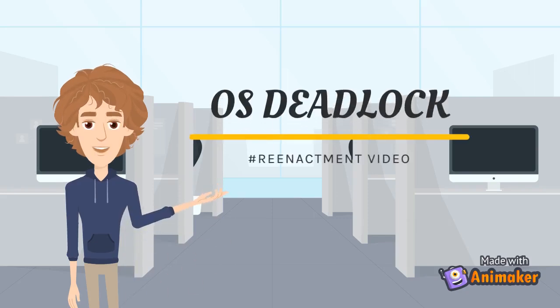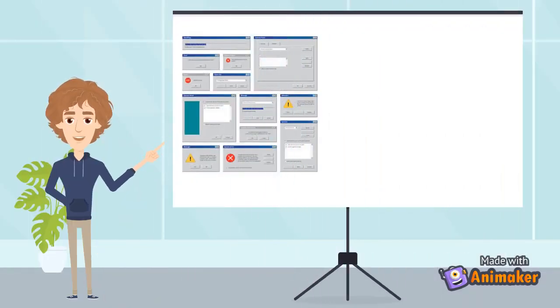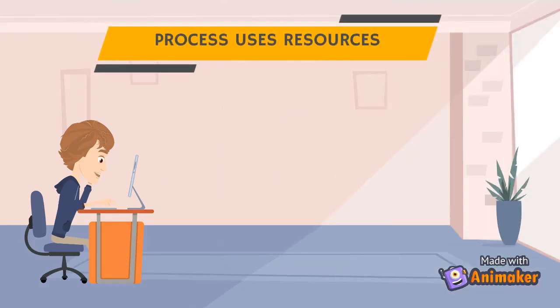OS Deadlock Reenactment video. There was a time when operating systems were only able to execute a single process at a time, thus giving full system resources and attention to that process. Nowadays, operating systems can handle multiple tasks at once. A process in an operating system uses resources in the following way.